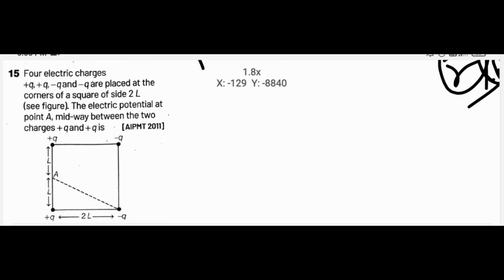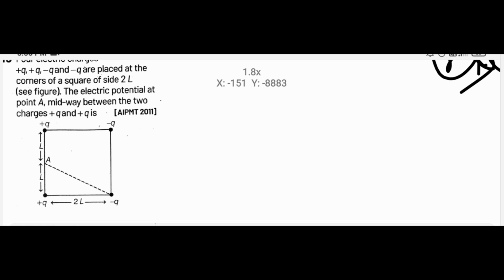4 electric charges, that is, small positive q. The diagram is given here showing how they are arranged.